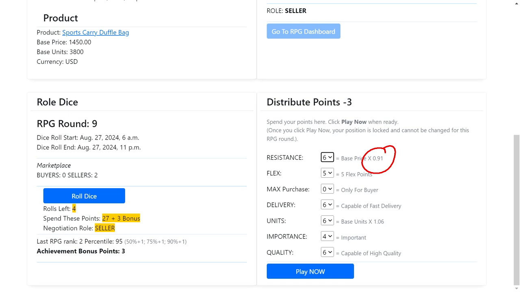However, is that always good? Well, if I have a lower price, this is the resistance price. That means the lowest price that you cannot go under. But can you go over? Yes, you can go over. So this is very interesting, right? The base resistance price now becomes a little bit lower, 91% or 9% off, as we say, 9% off.